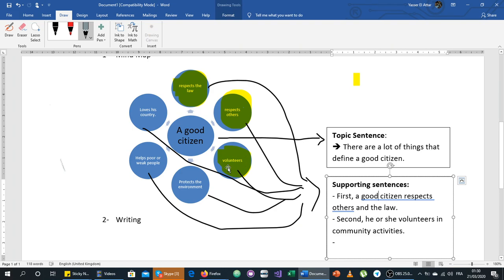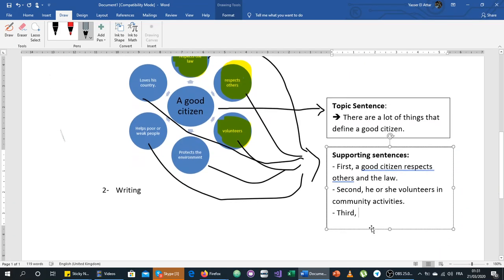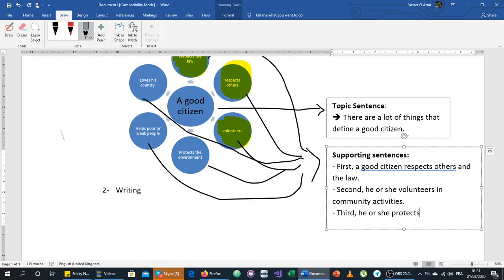Volunteers. So we said that we have volunteers. Now we go, for example, protects the environment. Third. So we have these first, second, third, which are the linking words, and we are going to study linking words next. But you have to know that linking words are very important to connect the sentences in one paragraph or in one essay. So third, for example, he or she protects the environment.